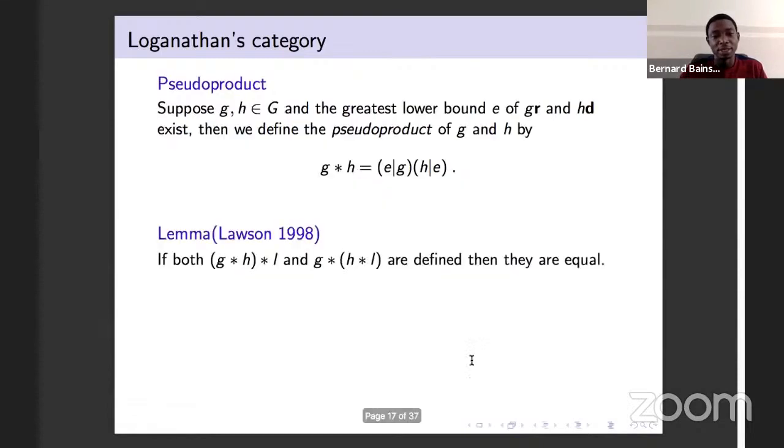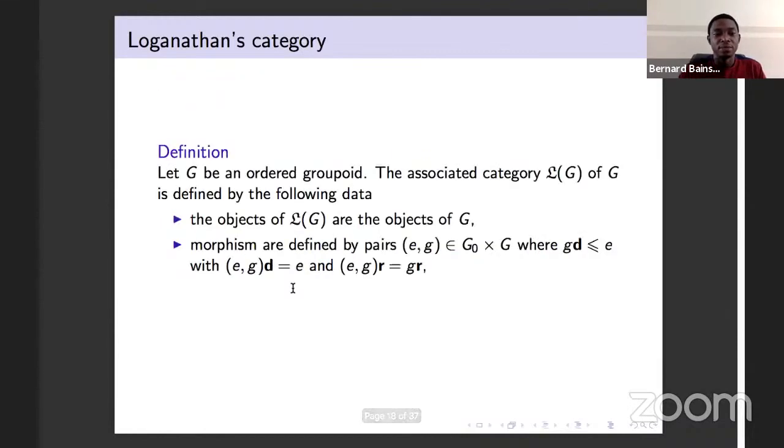So with this product, what we notice is that whenever (g star h) star i and g star (h star i) are defined, these two are equal. And this was proven by Lawson in 1998 in his book on inverse semigroups. So you can have a look at that and get more information. So with this, we build Loganathan's category as follows.